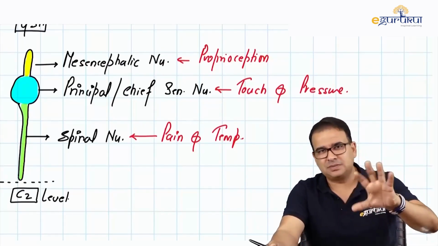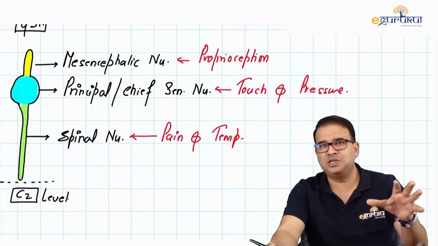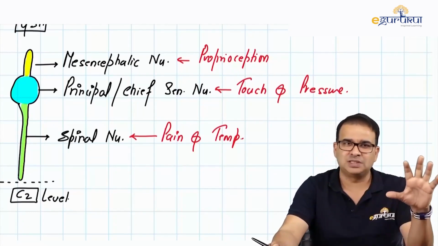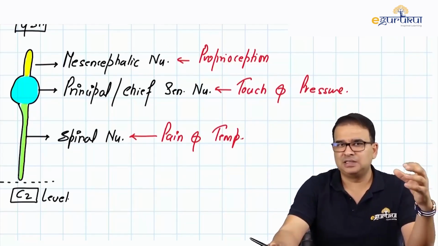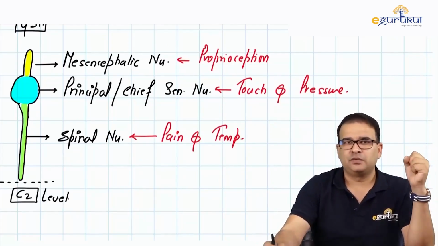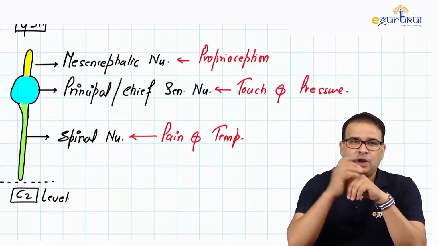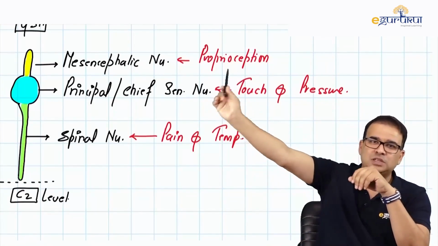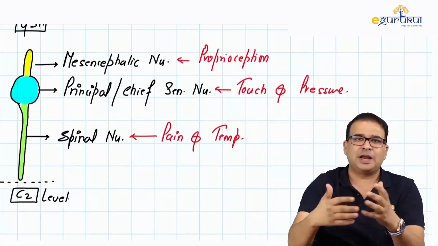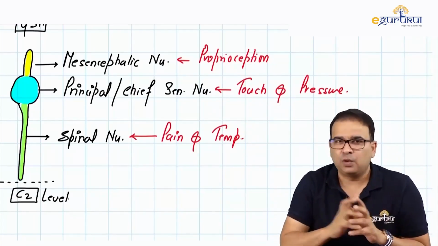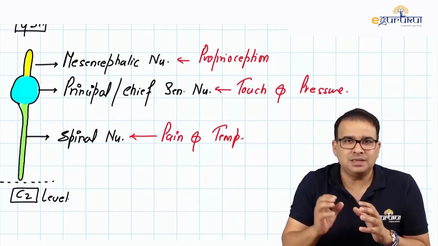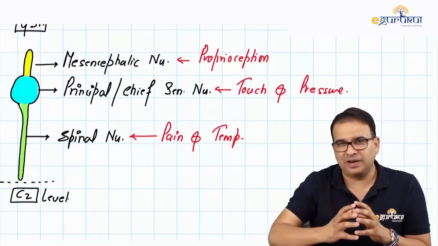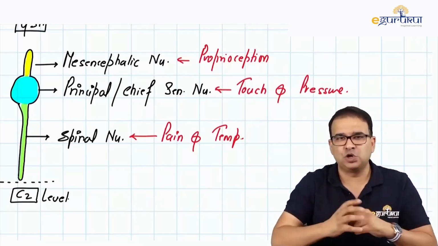Now, using this basic information about this GSA column, there are loads of questions asked in previous year exams, and especially the Central Institute, INI-CET, they are very fond of asking questions from the mesencephalic nucleus. One we already said, guys, mesencephalic nucleus is for proprioception. Now, see what other kind of questions can be derived from here. They may ask: what nucleus in the brainstem is the center for the jaw reflex?